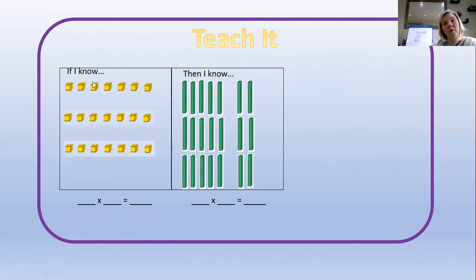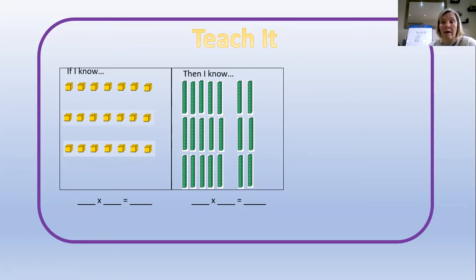Okay, what have we got here? We've got some Deans now. Each of those Deans is worth how much? Each of those Deans is 1. So if we were thinking in an array, how many have we got in one array? 1, 2, 3, 4, 5, 6, 7. So we've got how many groups? 1, 2, 3. And we've got 7 in each group.